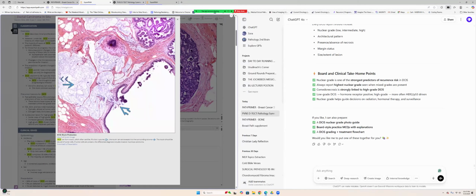If a duct ruptures, the mucin can traverse into the surrounding stroma. This mucin should be devoid of tumor cells. If tumor cells are present, the differential diagnosis includes invasive mucinous carcinoma. However, if it's floating without tumor cells, it could be that these cells are ruptured and the mucin extravasated into the stroma.